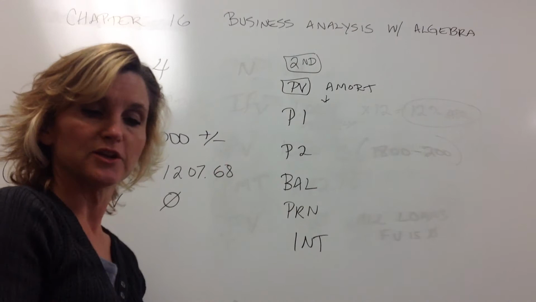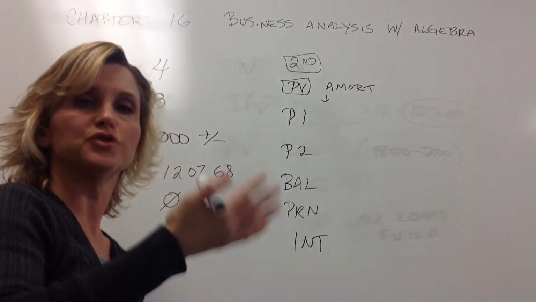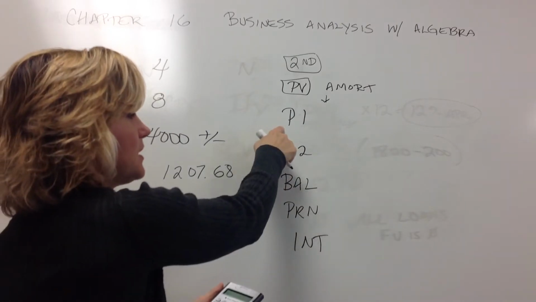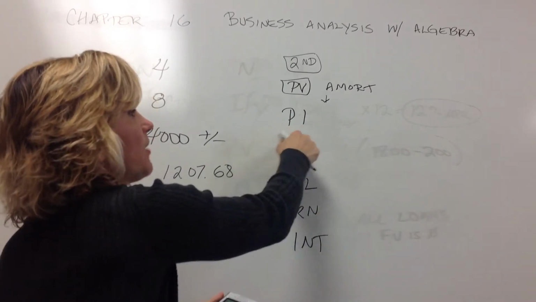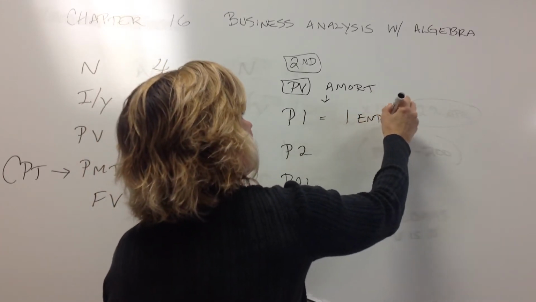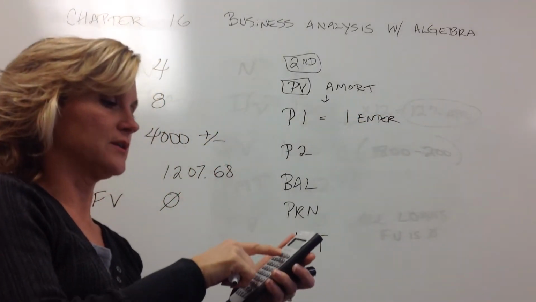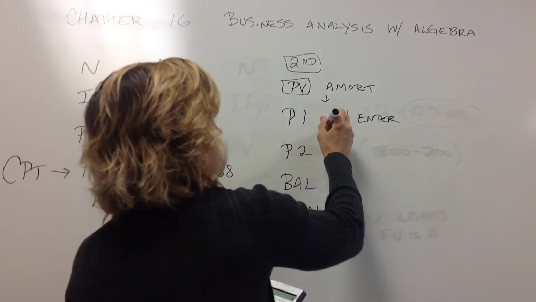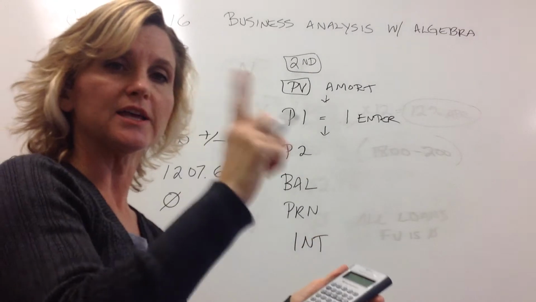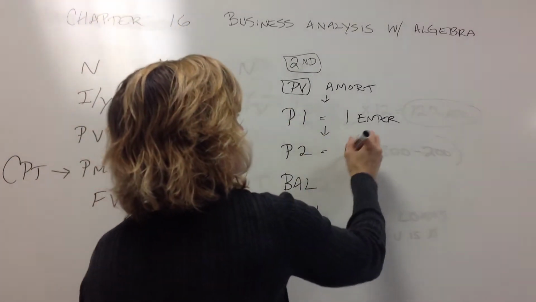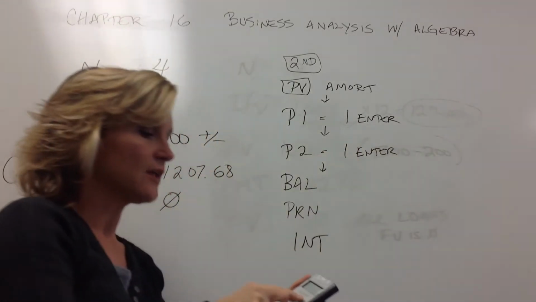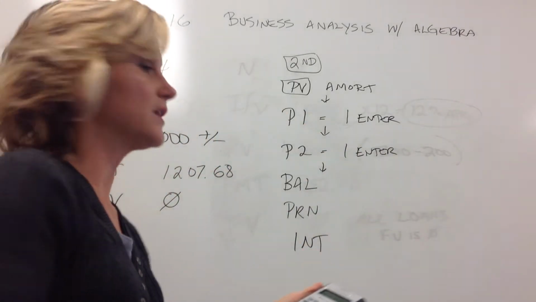So for this one, it just says set up an amortization schedule. So I'm going to want to amortize 1 payment at a time. So this P stands for my payment. So my payment 1 is going to be 1. And I'm going to push the enter button. And then I'm going to arrow down. And then my payment 2 is also going to be 1. I'm just isolating that first payment only. And then I'm going to arrow down. Then the rest of it's going to fill in for me.